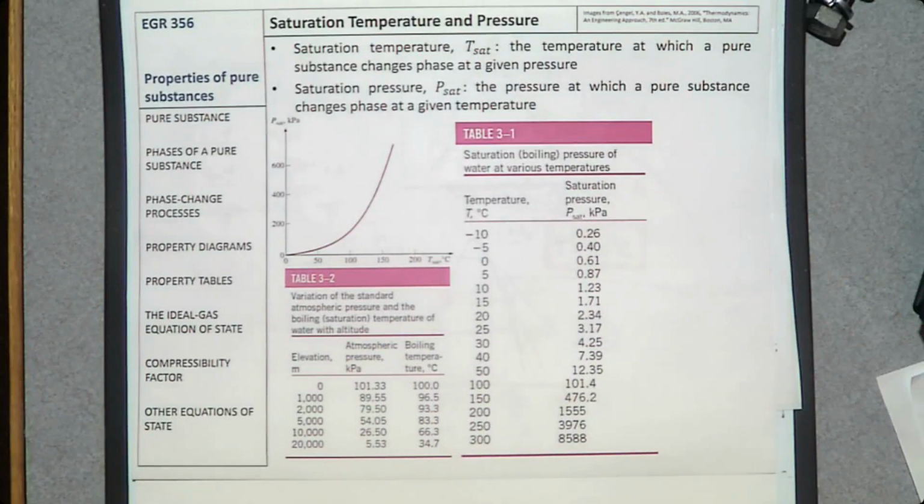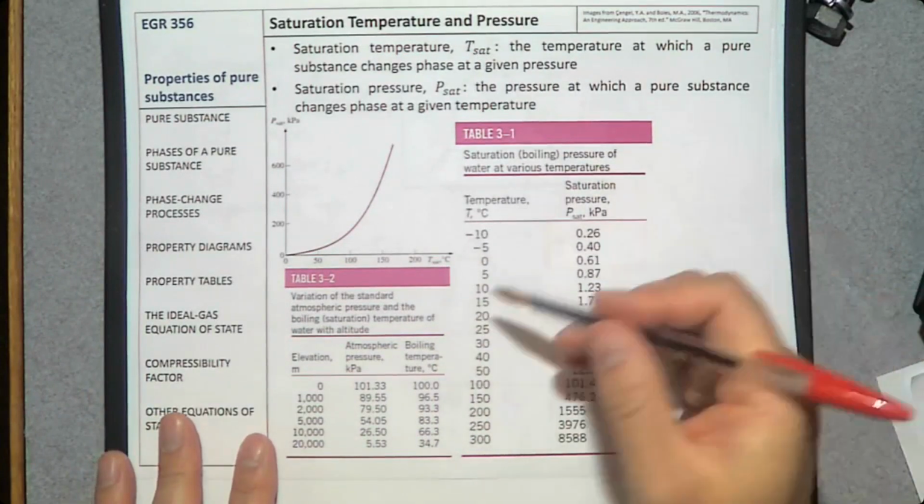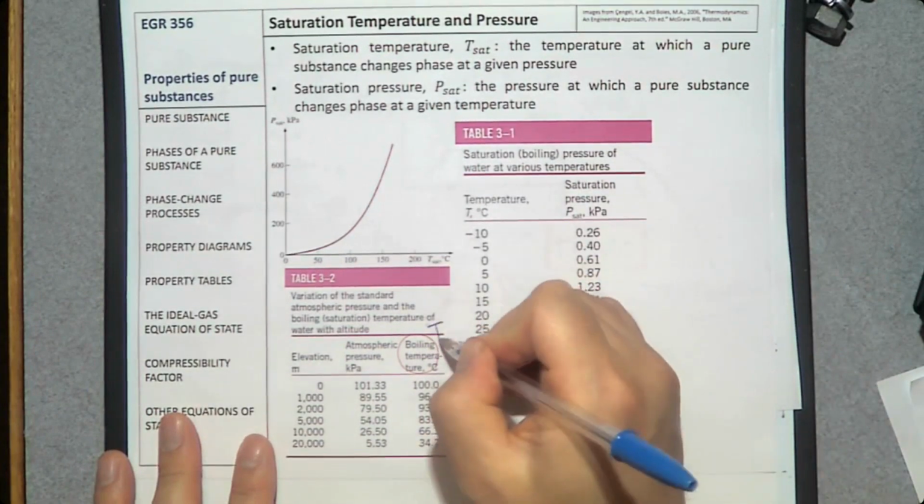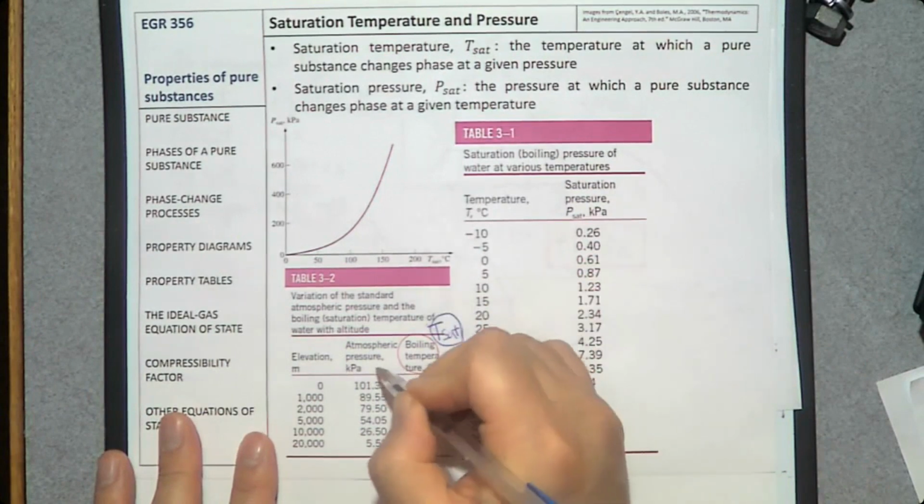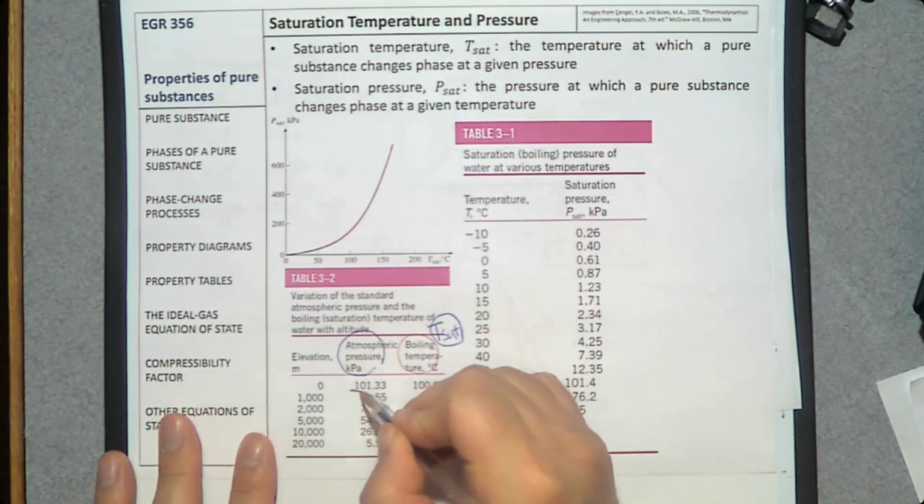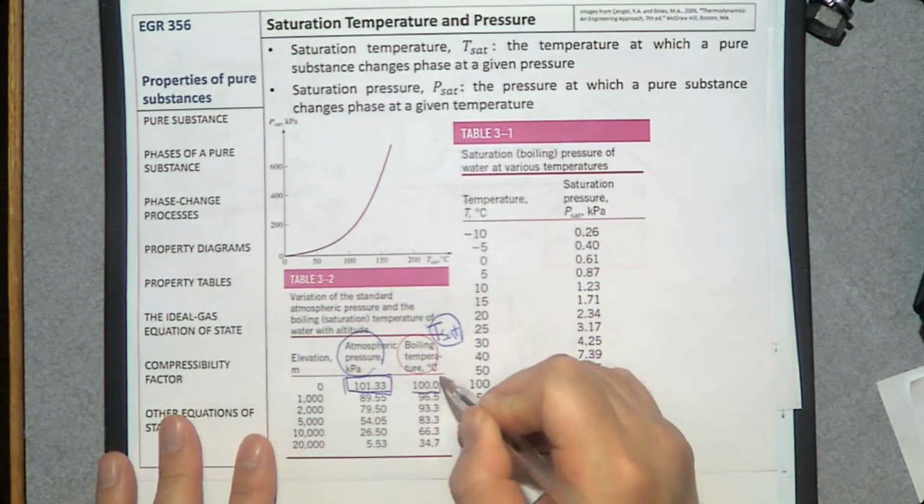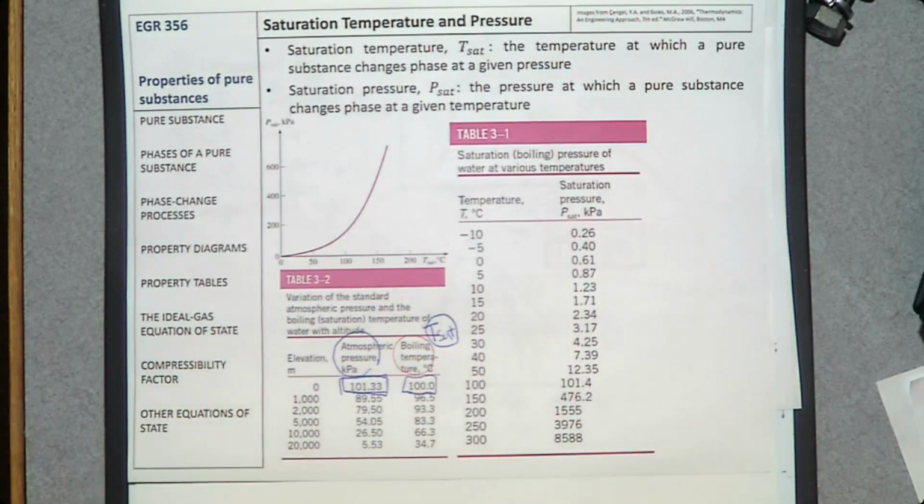They are functions of each other. For example, Tsat is a function of pressure. So at 1 atmospheric pressure, Tsat is 100 degrees Celsius. This is the boiling point that we know. The pressure in this classroom is approximately 101.325 kilopascal. So if you boil water, the temperature is going to be 100 degrees Celsius.